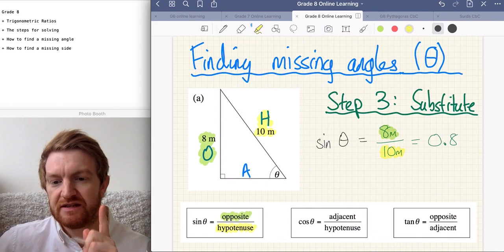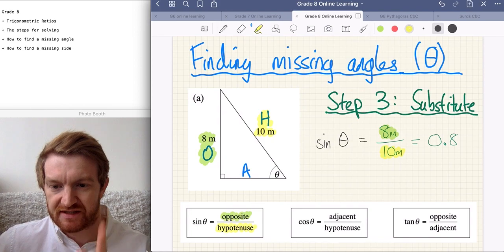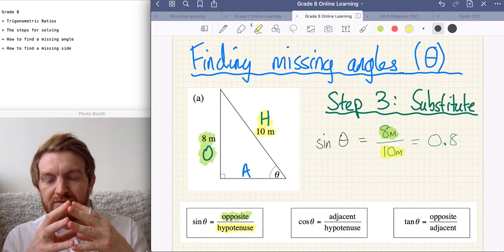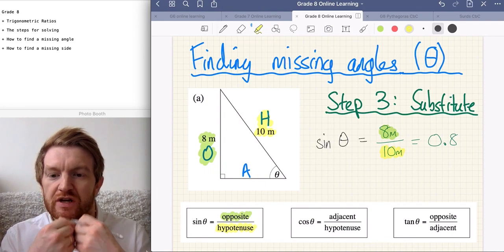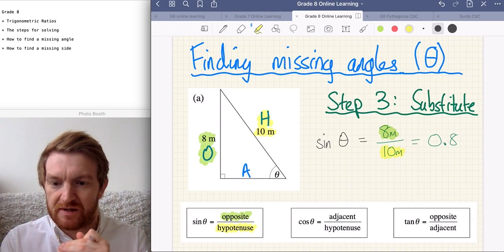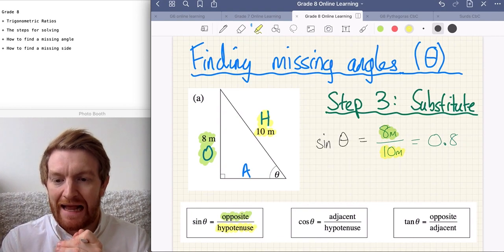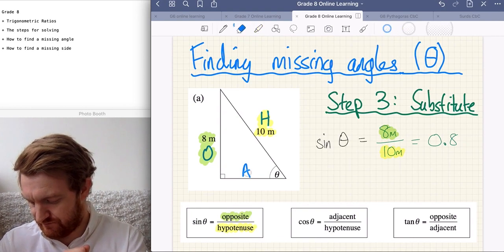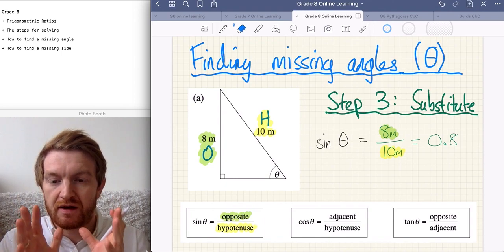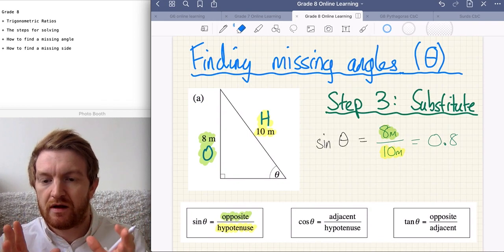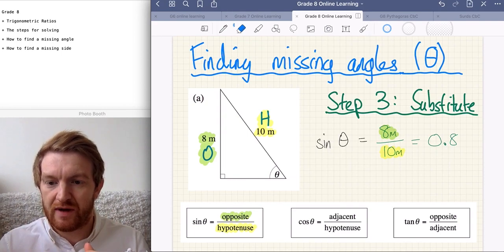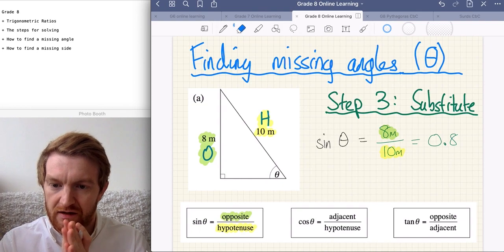Now, this is the important bit. 0.8 is not the size of the angle. 0.8 is the fraction, the relationship between those two sides. What trigonometry does is it takes the ratio between those two sides and we can use it to convert that into the angle in degrees. How do we do that? Well, now we're going to have to use our calculator. If you don't have your calculator, you're going to have to use an online one. Just learn the names of the functions and what they look like. But it is very important that you have a calculator. You can't do this without one in grade 8.